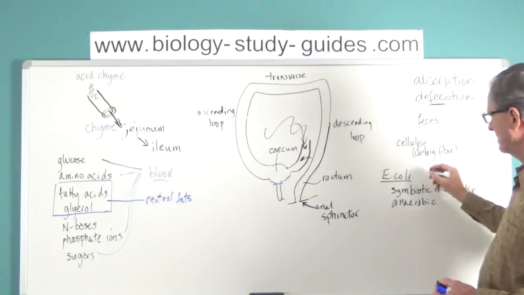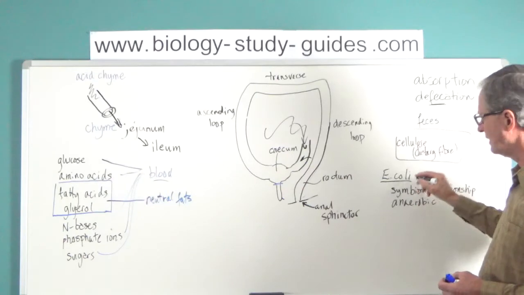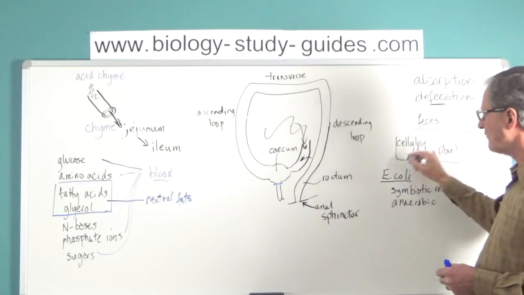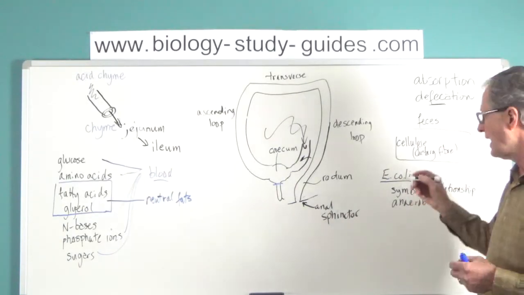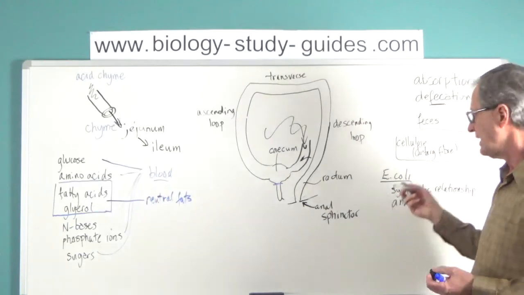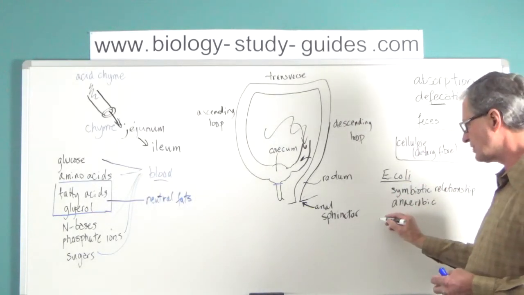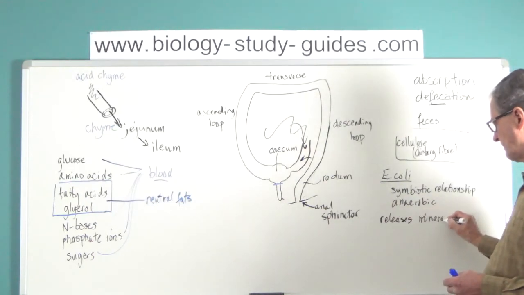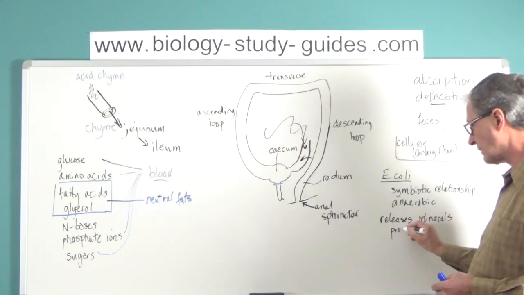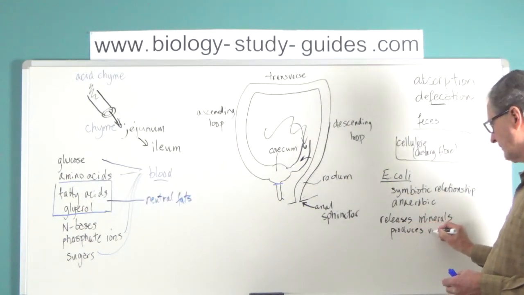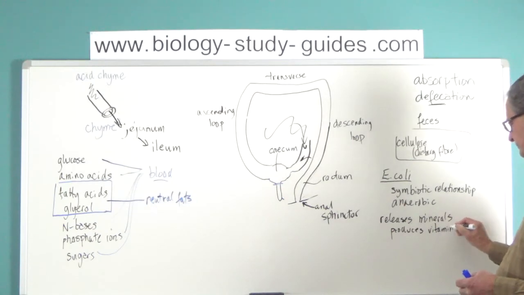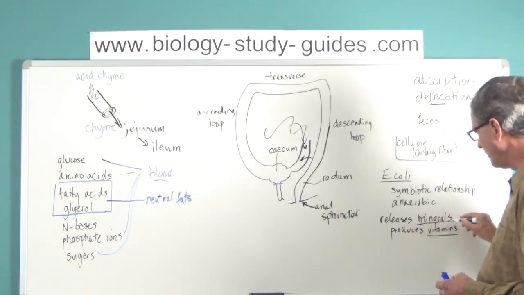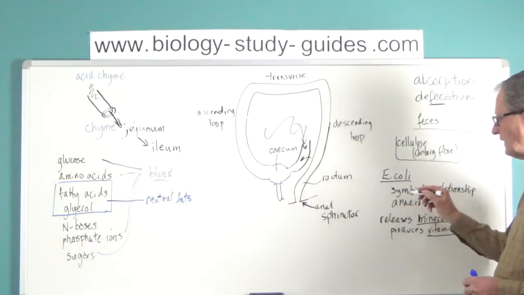What it does is it takes charge of this type of material here and it breaks it down even further. The Escherichia coli, the E. coli, lives off of the cellulose and the other undigested material, and it gains its energy from that. In part of that process, it releases minerals. It actually produces some vitamins. And these things, the minerals and the vitamins, are useful to us. So that's the symbiotic relationship.